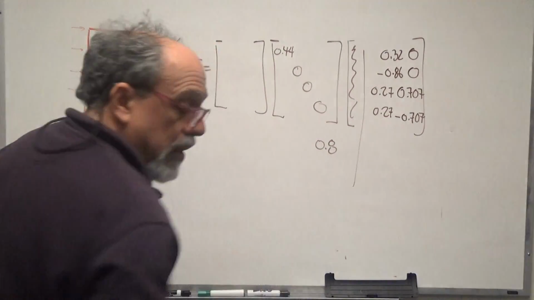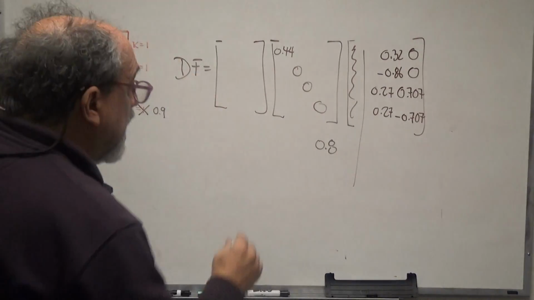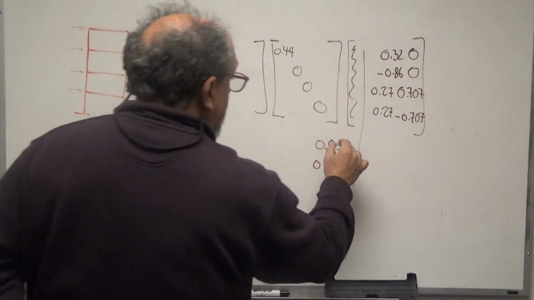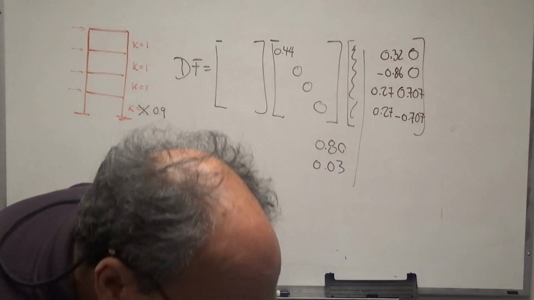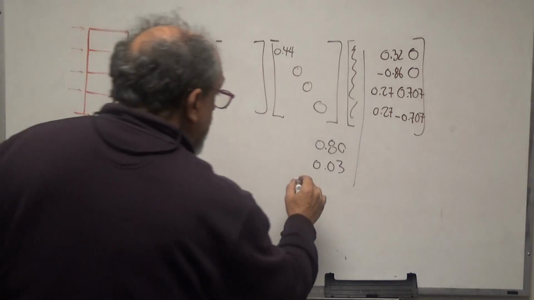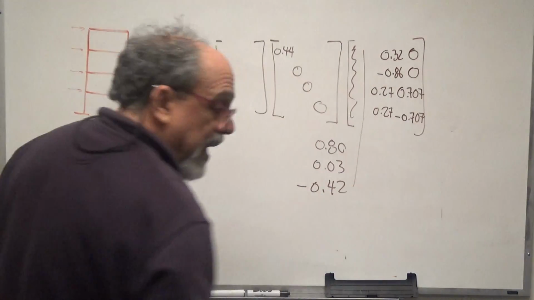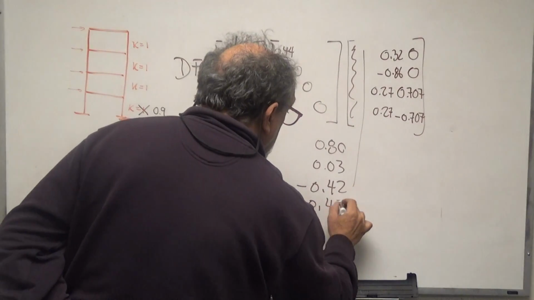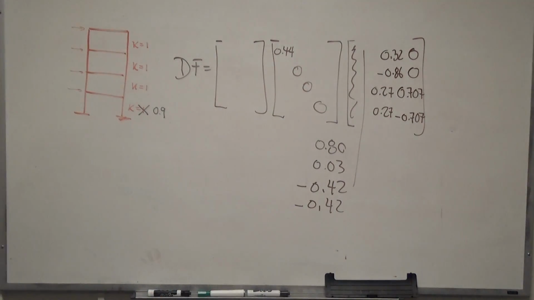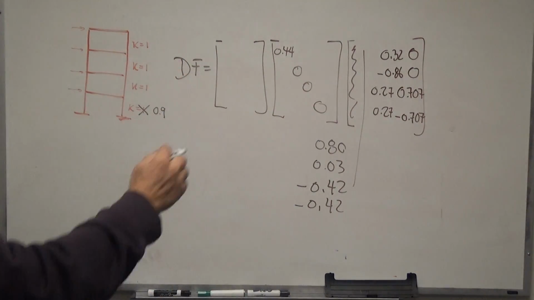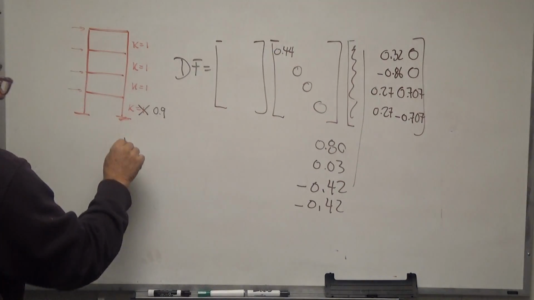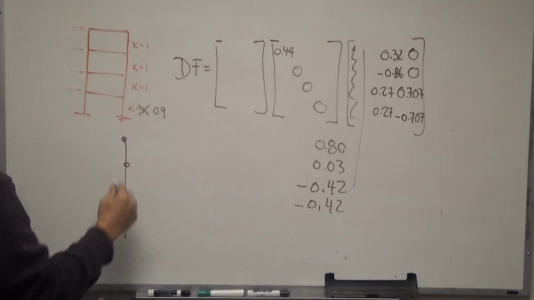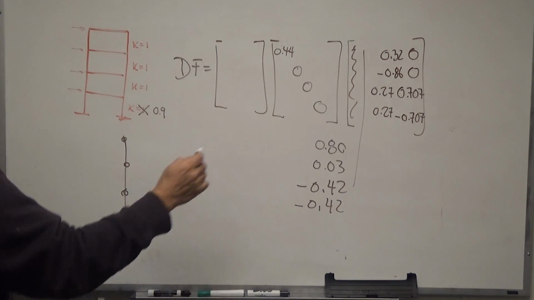I'm writing it here. The next one is 0.03. The 0.8 was 0.8049, so 0.03, minus 0.42 and minus 0.42. Okay, so those are the numbers that we get for the 3 columns which are associated with the 0 singular values. Now we take our 1, 2, 3, 4 stories and we look at the loading, right?